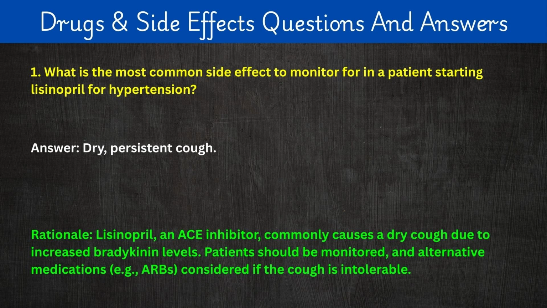1. What is the most common side effect to monitor for in a patient starting lisinopril for hypertension? Answer: dry, persistent cough. Rationale: lisinopril, an ACE inhibitor, commonly causes a dry cough due to increased bradykinin levels. Patients should be monitored and alternative medications, e.g. ARBs, considered if the cough is intolerable.